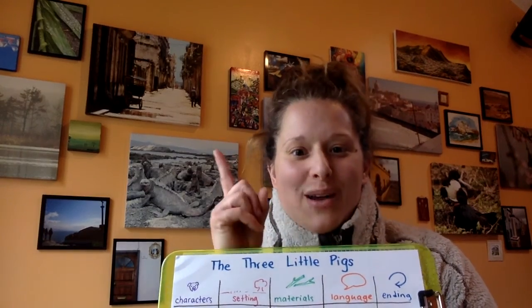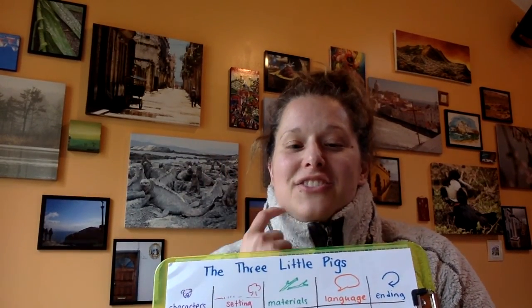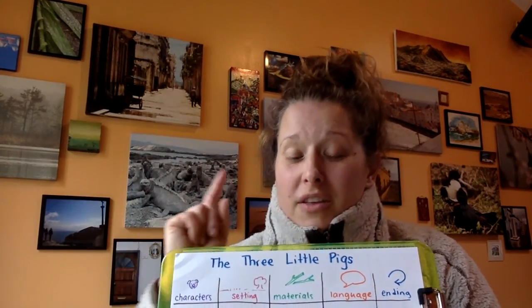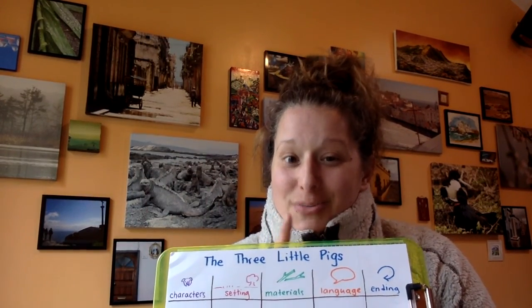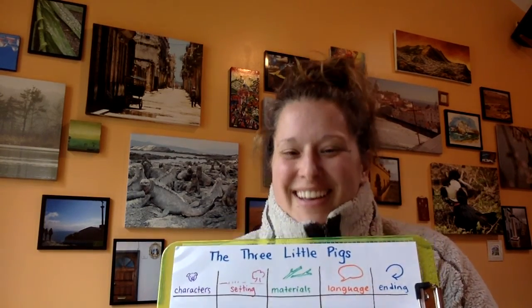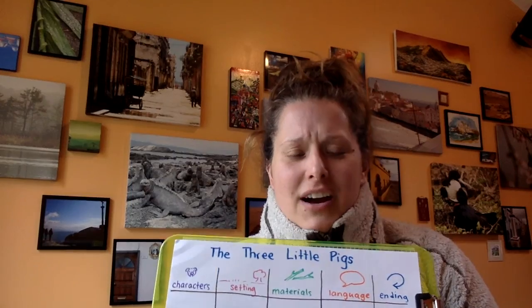Right? Not by the hair of my chinny chin chin. And then there was one more sentence we heard over and over. The last thing the wolf said. Do you remember? Then I'll huff and I'll puff and I'll blow your house down. So there were 3 sentences that kept happening over and over and over.